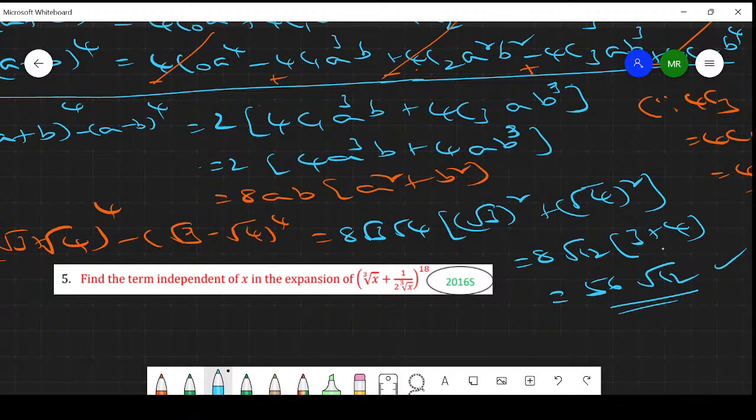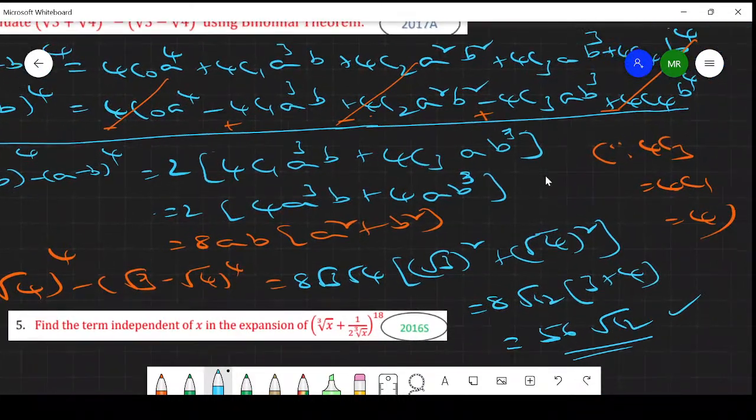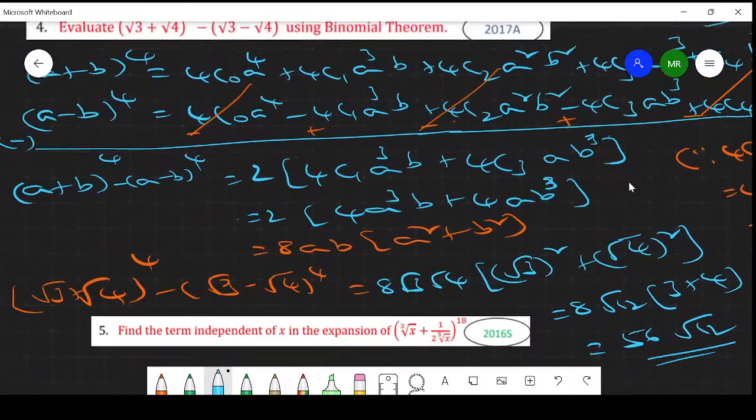56 root 12. 4 plus 3 is 7, 7, 8 is 56. Root 12 is your answer. Like this we can find. I hope you understood this. Anyone have doubt, you can ask me. I can explain again.